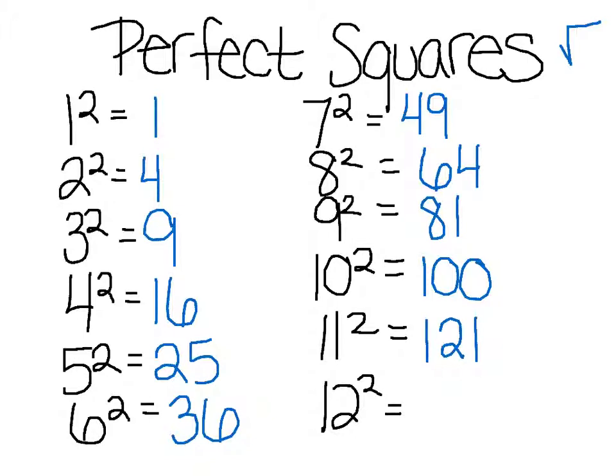12 squared, 144. I highly recommend that you memorize these, because when you see one of these numbers, these are called the perfect squares, and we know that if we take the square root of any one of these numbers, we can find a whole number as our answer.